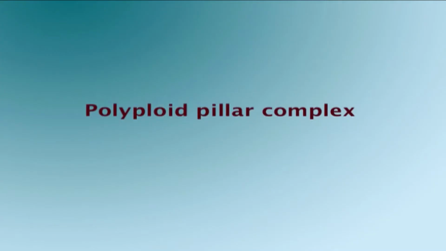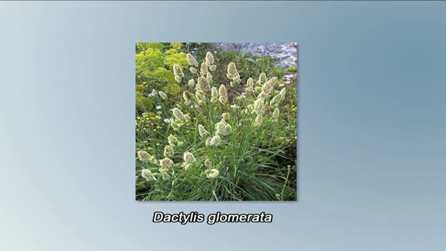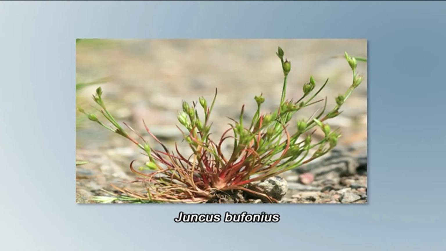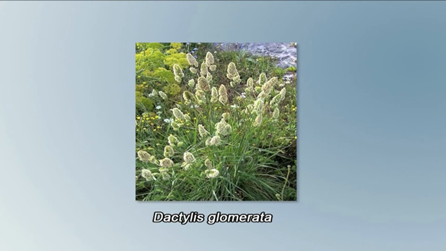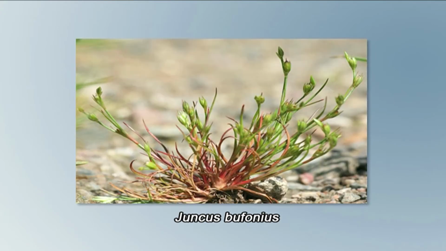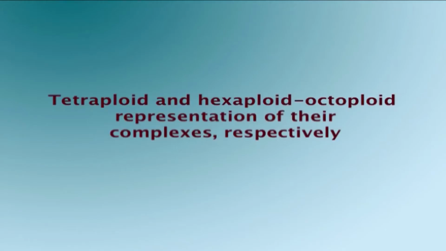Such a situation is described as a polyploid pillar complex, and examples are to be seen in the Dactylis glomerata and Juncus bufonius complexes. The names Dactylis glomerata and Juncus bufonius strictly refer to the tetraploid and hexaploid, octoploid representation of their complexes respectively. In both cases, a number of diploid species can be segregated from them.